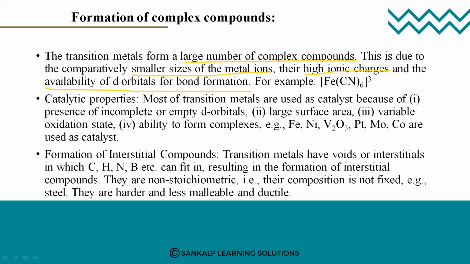So the transition metal should have small size. They should have high ionic charge. Then there should be availability of d orbitals. Availability means there should be free d orbitals so that it can undergo complex formation and bond formation. So these are some of the points which you need to remember.